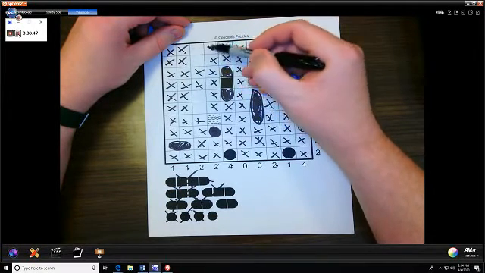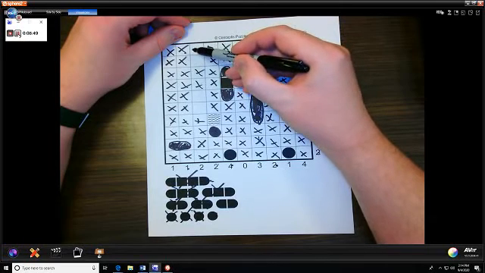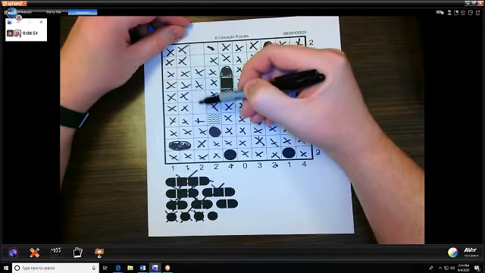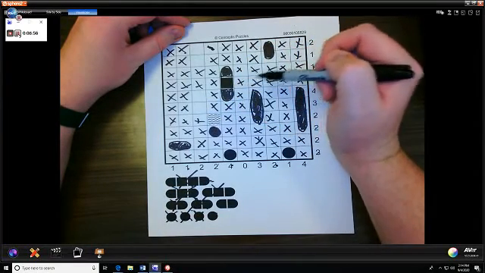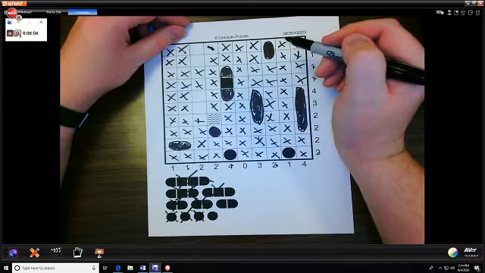Now this could be a 2 going this way, and then a single could be down here. So the way we need to figure that out is we need to start looking across our rows to see if there's any clues that they can give us.